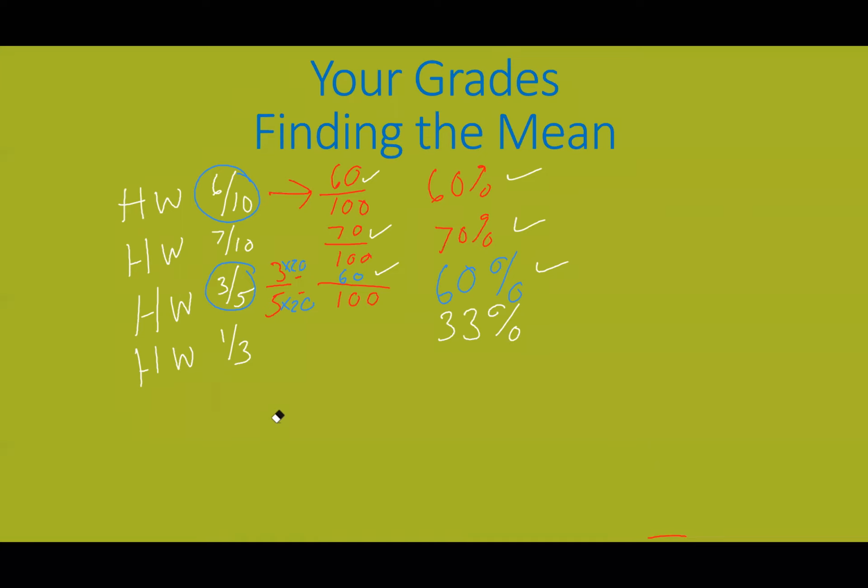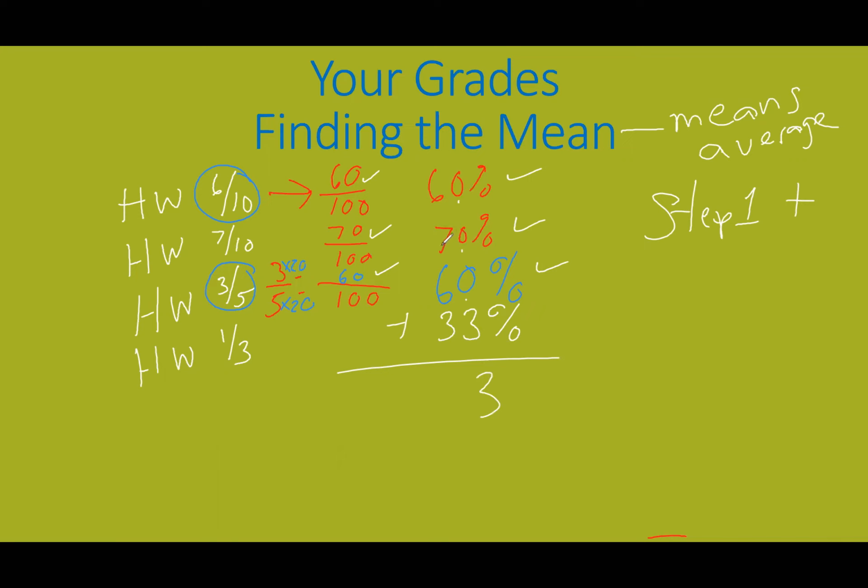So let's go ahead and find that mean. Mean means average. We're going to find that average. Step 1, we're going to add. We add all of these numbers up. 0 plus 0 plus 0 is 0, plus 3 is 3. 6 plus 7 is 13. 14, 15, 16, 17, 18, 19, 20, 21, 22. We have 223%, but we're not done yet.